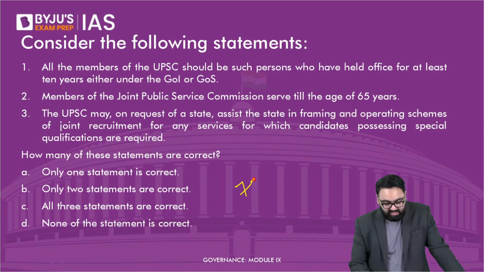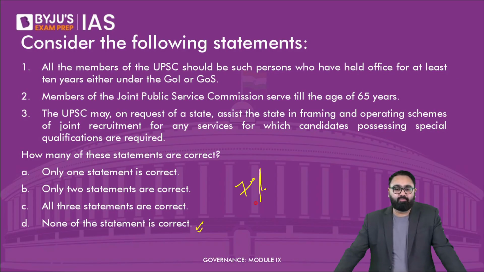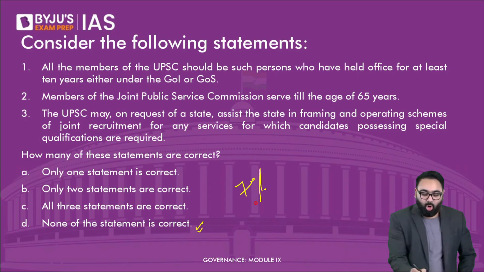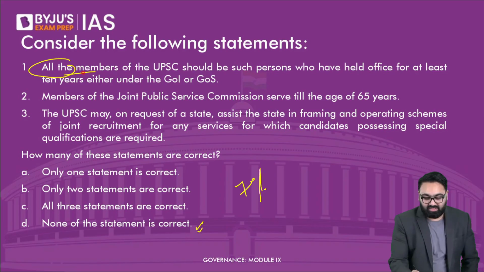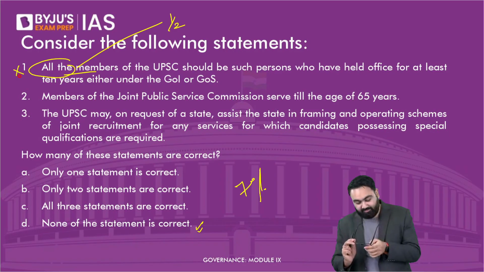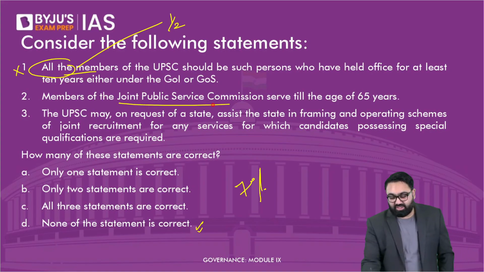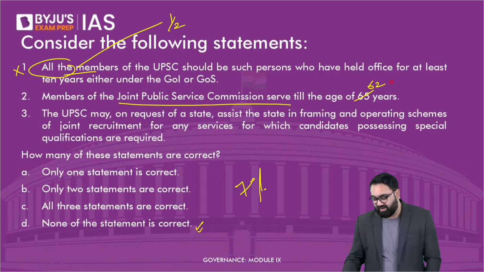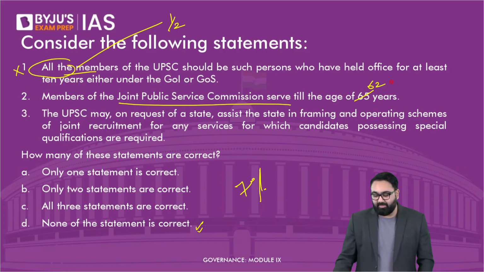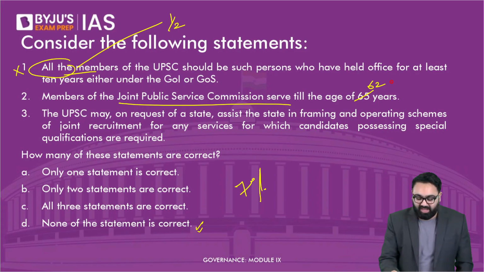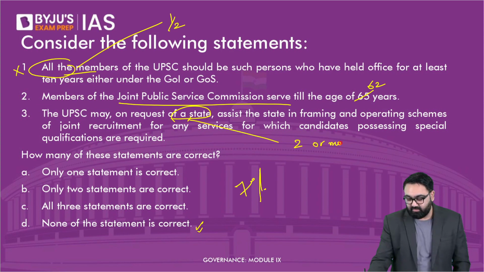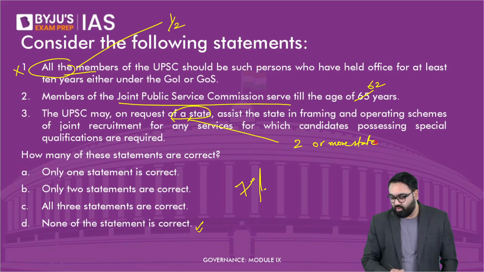7% people, amazing job. None of these is correct. How? Number 1, is it all the members or half of the members? Half of the members and not all the members. So first, wrong. Second one, Joint Public Service Commission, 62 years and not 65. Third one is where many people have this confusion. The UPSC may on request of a state, no, on request of 2 or more states.